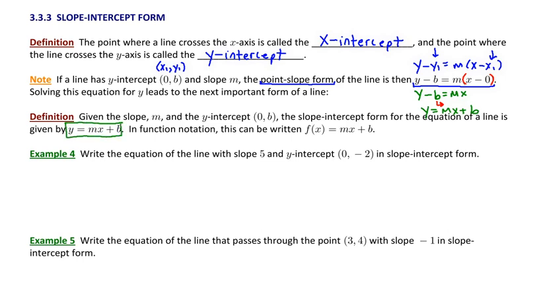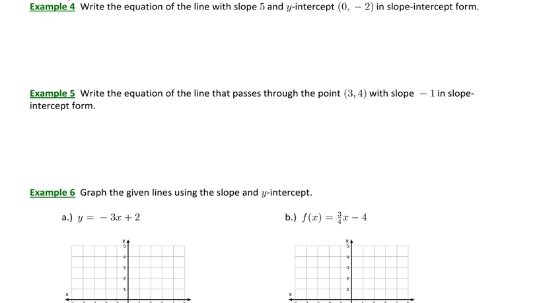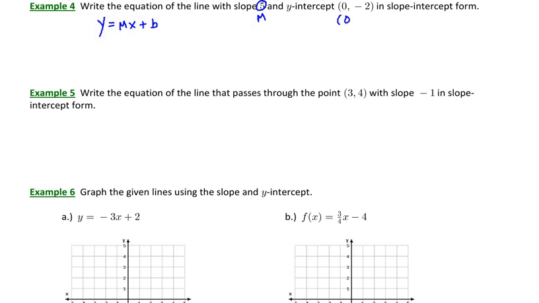If we want to write that in function notation, we can simply replace the y with f of x, and we have f of x equals mx plus b. So let's apply this slope-intercept form on example 4. Write the equation of the line with slope 5 and y-intercept (0, -2) in slope-intercept form. Again, slope-intercept form is y equals mx plus b. So from the given information, we can see that our slope m is 5 and our y-intercept here is (0, b). So b is negative 2.